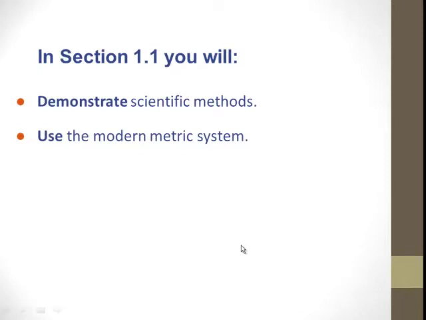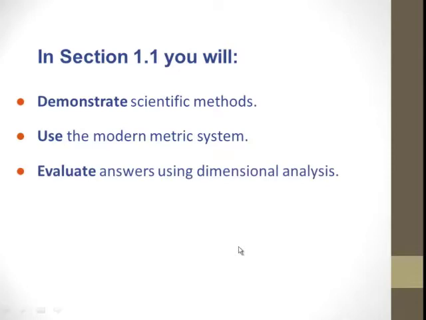These units, the SI units, are used throughout the world. And since we have a global market, a global economy, it's very important everyone knows about the SI system and the metric system.